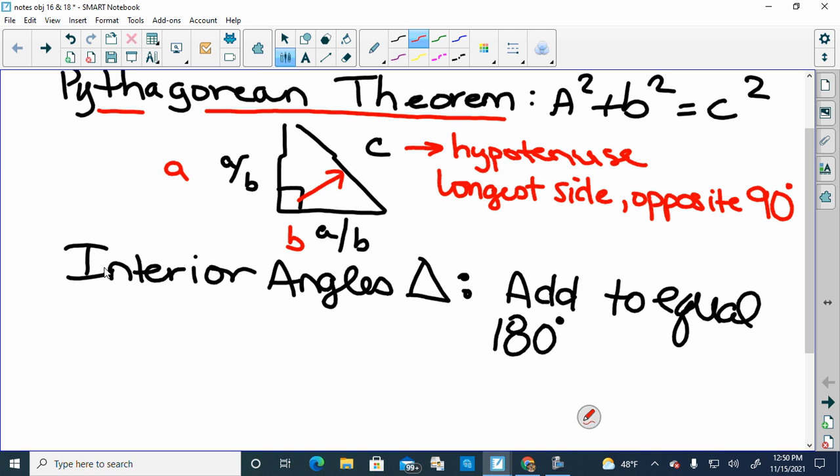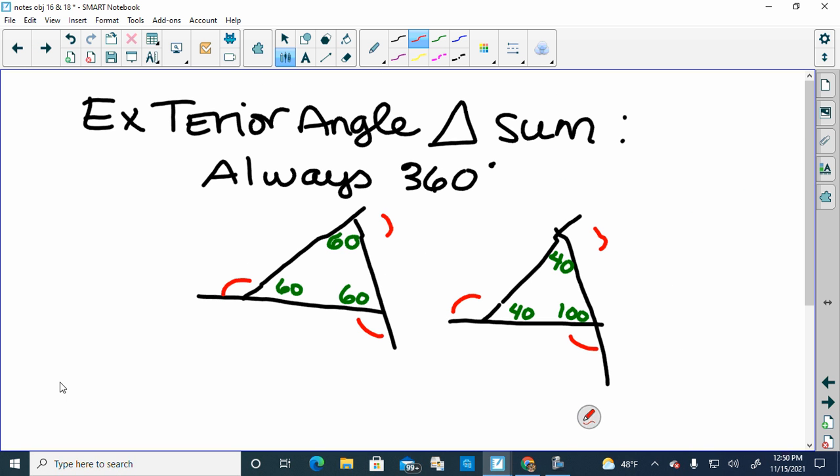So we're just going to write a couple of review things and then we'll do some problems. Okay, so the next one, exterior angle for triangles. Exterior angle triangle sum. It's a theorem. You don't need to write the word theorem.